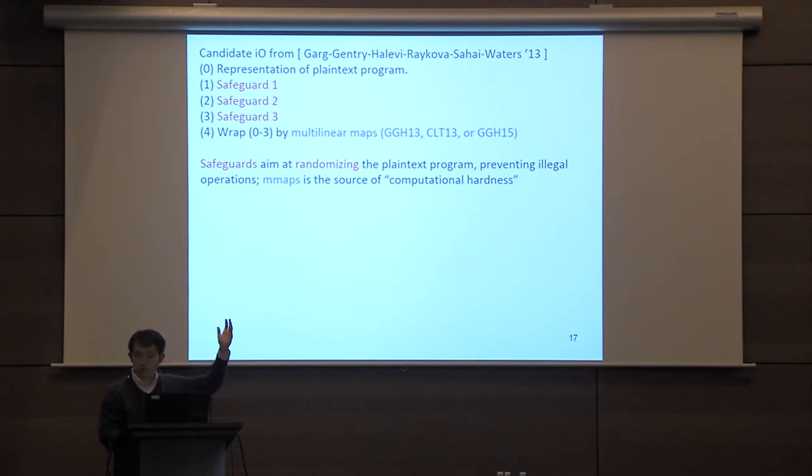So what do you do? What is done in GGRSW 13 is actually, I think of that in four layers. First, the zero layer: you first choose a representation of the plaintext program. Then they add three safeguards, or randomizing processes, on the plaintext program. And in the end, they wrap the randomized plaintext program using the multilinear maps mechanism. In some sense, the safeguards are the randomizing steps that intuitively give more trouble and prevent illegal operations, which I will also explain. And the final multilinear map, we think of as the source of computational hardness. So that's the big picture.